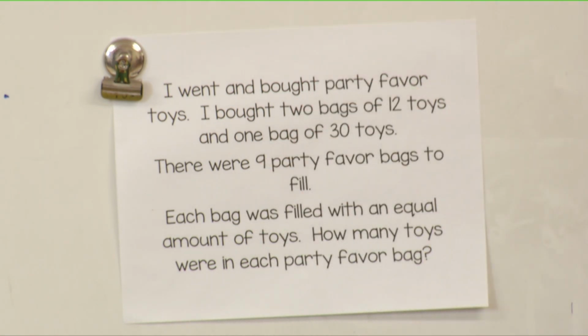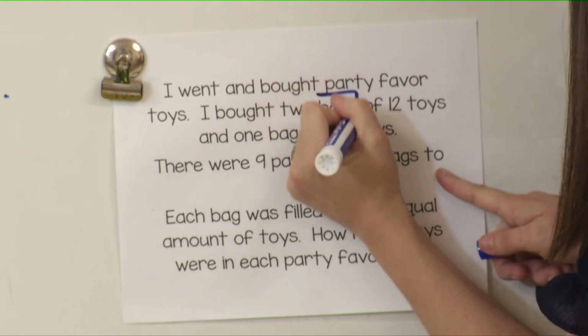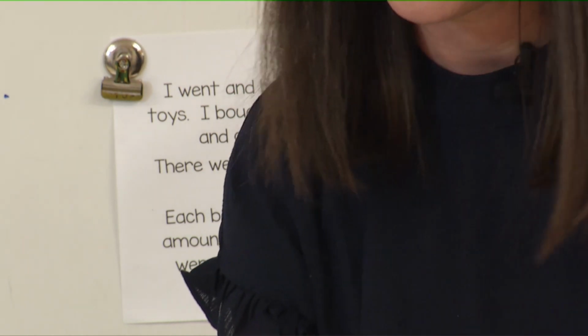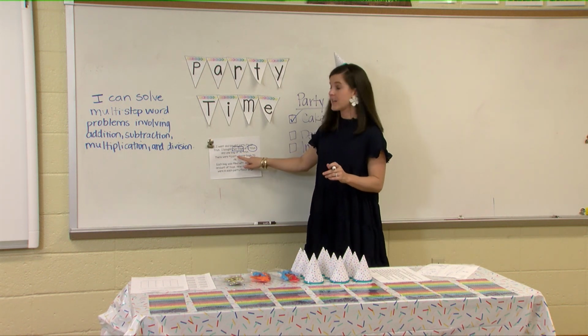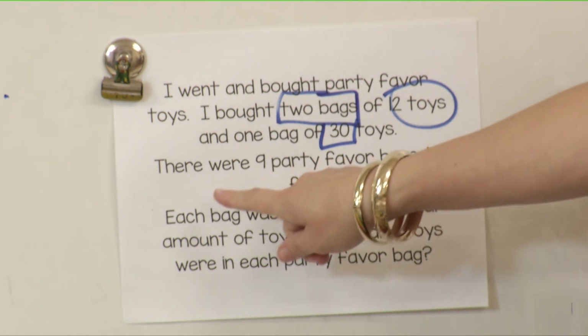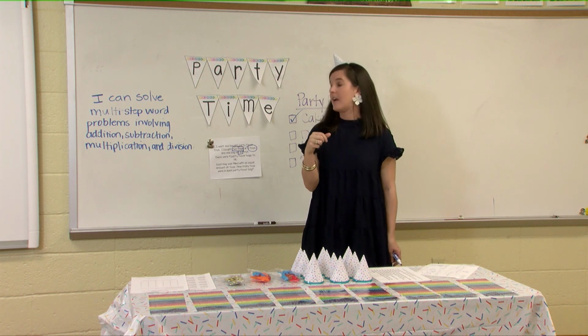We know that we went to the store and we bought 2 bags of 12 toys. 1 bag, 2 bags. And 1 bag of 30 toys. So that number is what it is, okay? Then we know that there were 9 party favor bags and that we want to put an equal amount of toys in each. Can we do that? Absolutely. So let's start from the beginning though, okay?